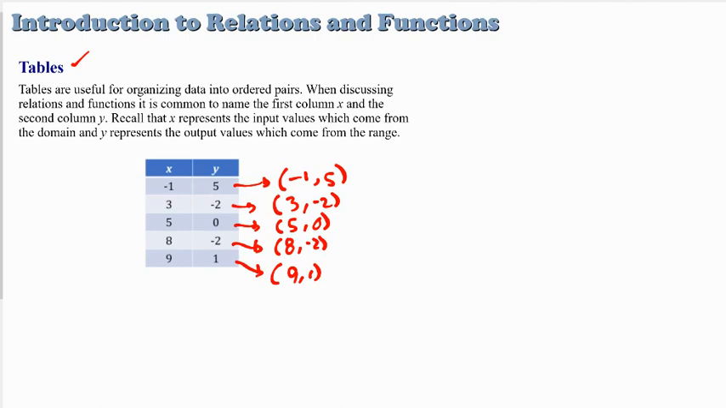When discussing relations and functions, it is common to name the first column x and the second column y. Again, x represents the input values, which come from the domain, and y represents the output values, which come from the range. We see here that all of the x values are unique, so this table is an example of a function.